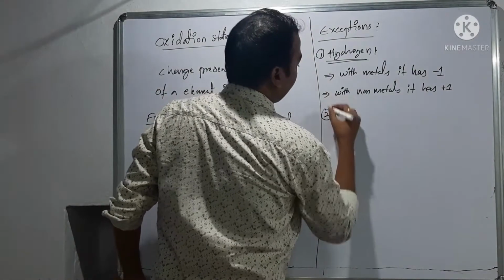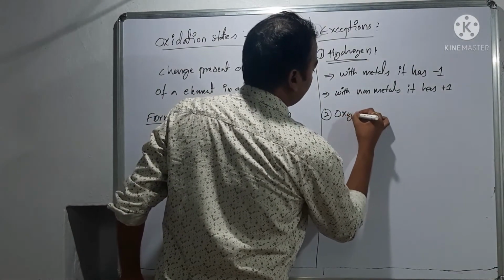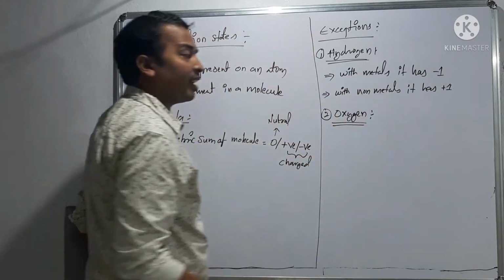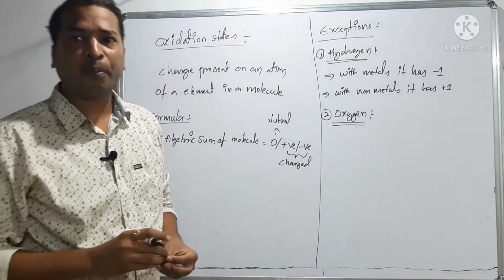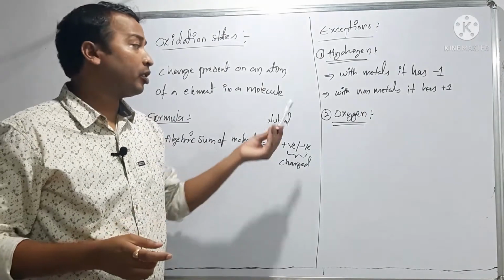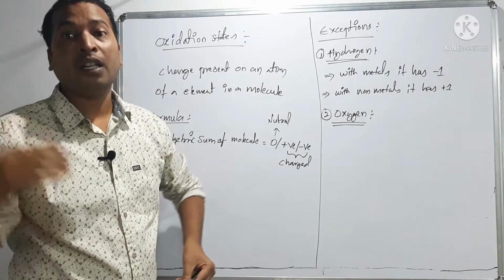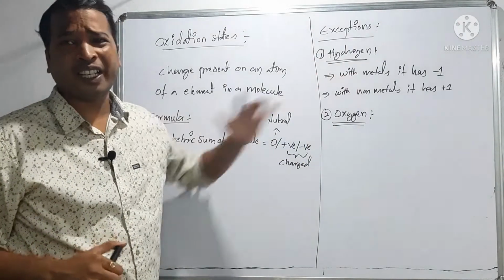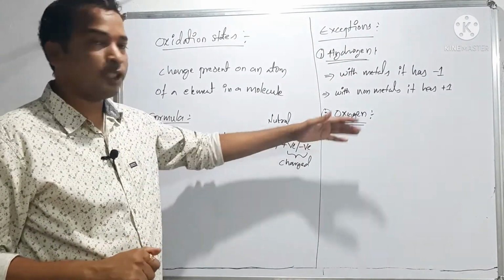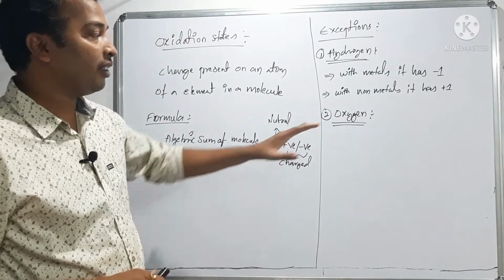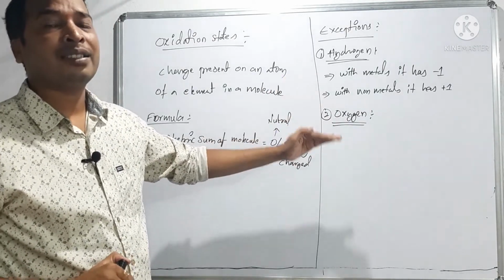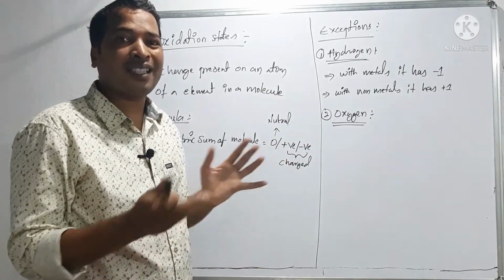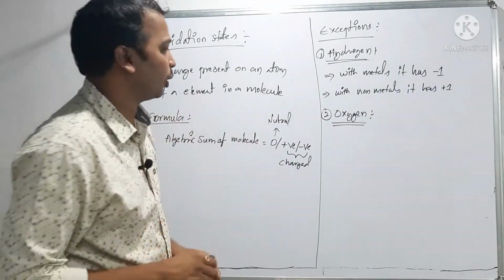And the second one is oxygen. Generally, oxygen is a highly electronegative element in the periodic table. It is the second most electronegative element, next to fluorine. Because of that, it always shows negative charges. In this negative charge, it shows three different forms depending upon the composition with other atoms in a molecule.